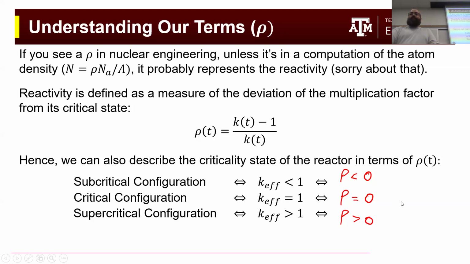And so that's what we mean when we say that reactivity is a deviation from criticality. Because if you're exactly critical, rho is 0. If you're above critical, supercritical, then rho is some positive number. And if you're below critical, then rho is some negative number.